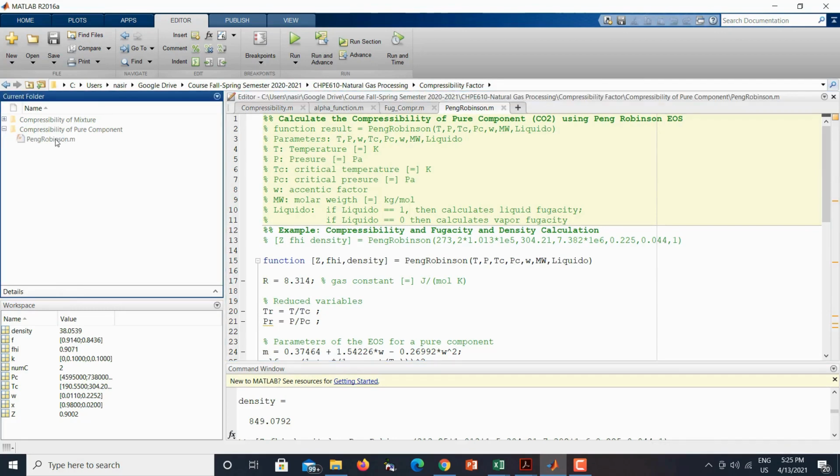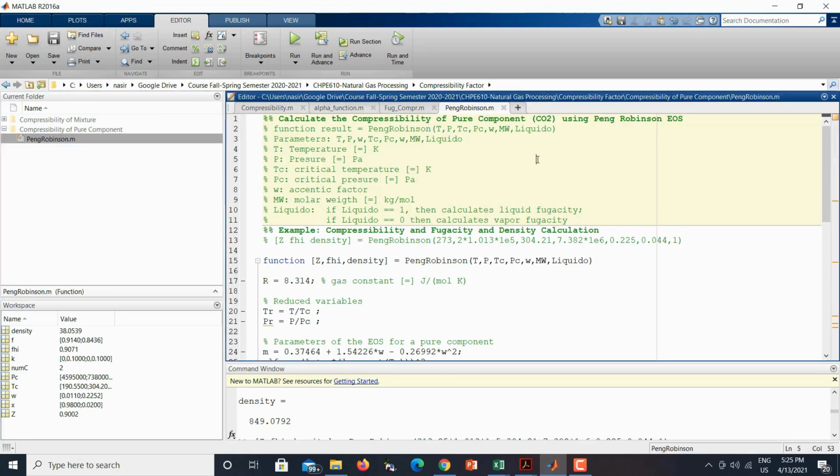Compressibility for pure components, and I saved this Peng-Robinson equation of state, which is the file for the pure components. In this particular example, I'm taking carbon dioxide. What information do I need for carbon dioxide? I need the temperature and the pressure at which you want to find the compressibility. The unit of temperature in this example is Kelvin, and the pressure units are Pascal.